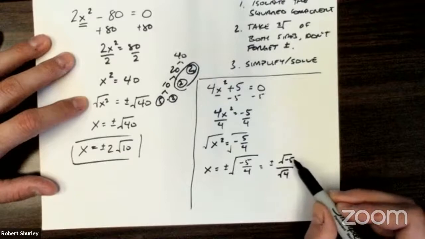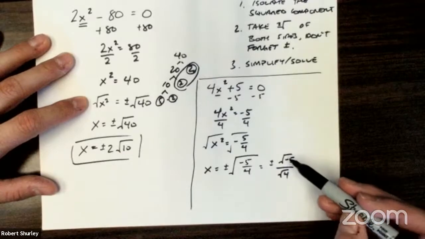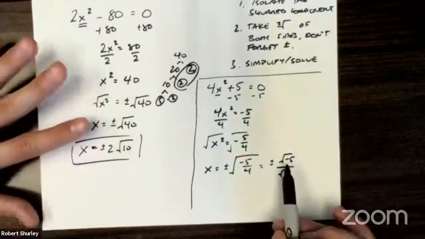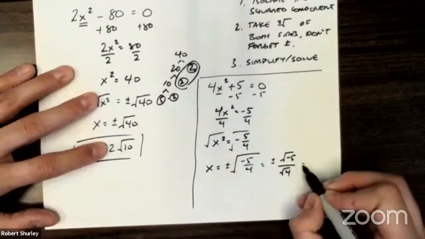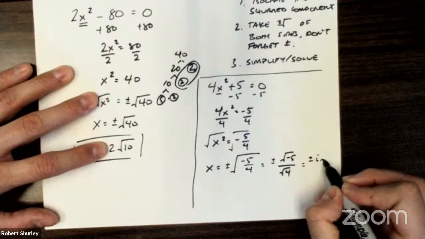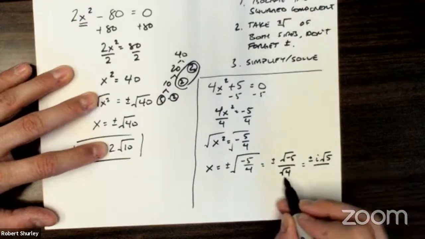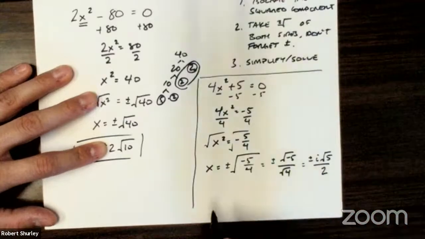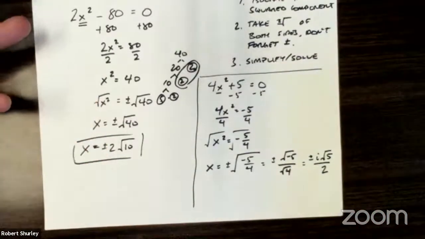Square root of negative 5. Now 5 is prime, but it's negative. So since it's prime, I can't simplify the number, but because it's negative, I can pop the i out, right? So we get plus or minus i square root of 5. And the square root of 4 is just 2. So there's my solution. Actually, it's 2 solutions, right?